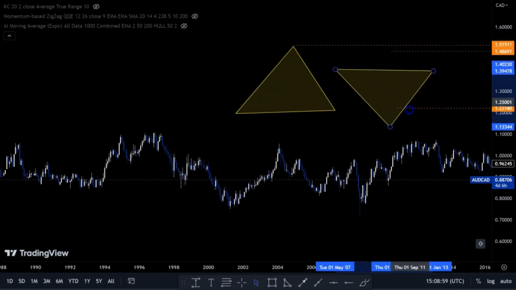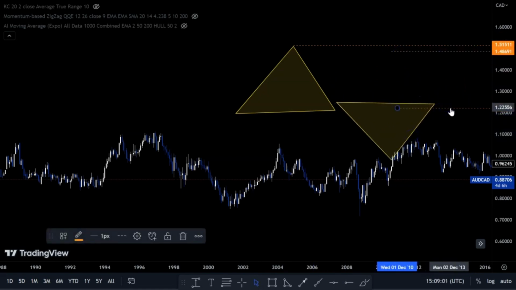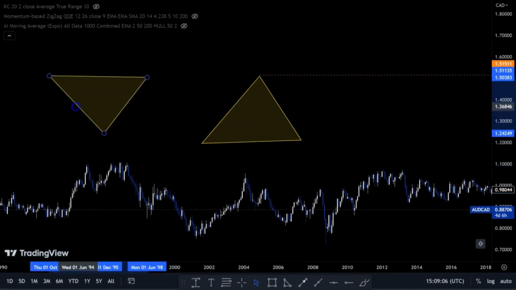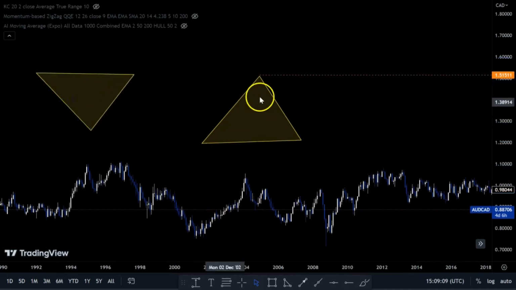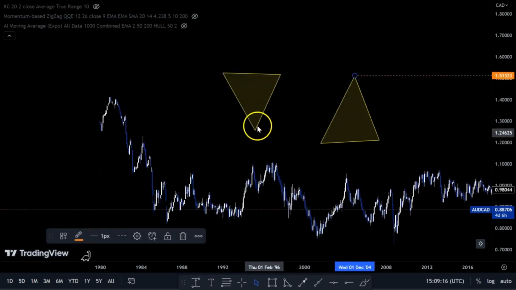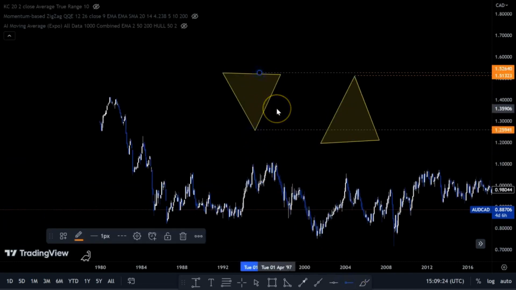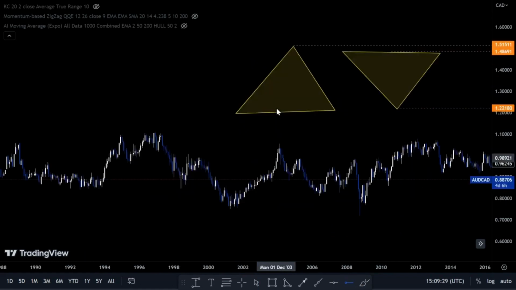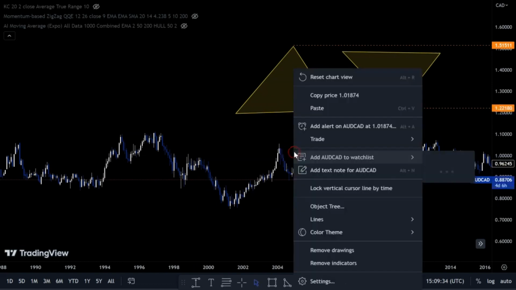Let me differentiate these two so that we don't confuse the both. So this one is your valley, this is your peak. This creates your resistance, and below it you have your support. For your valley, this creates your support, and above it is resistance. So let's get into the chart and debunk every other thing that is happening here. Let me remove this.